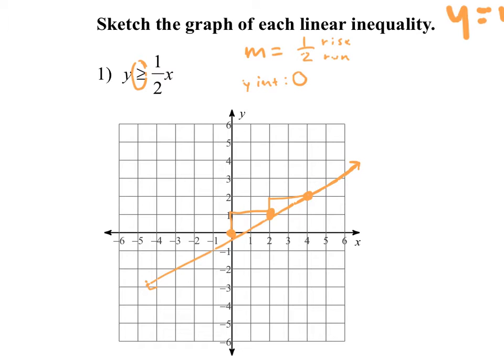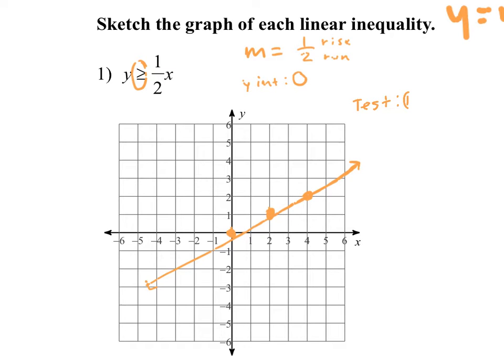What's a point that we can plug in to test to see where we're shading? 0, 0. For this one, we can't plug in 0, 0 because 0, 0 is on our line. So we need to think of another point. 1, 1. Sure, we can plug in 1, 1. Or we could plug in 0, 1. We could plug in anything that's just not on our line. So let's plug in 1, 1. So we're going to plug in 1 for x and 1 for y.